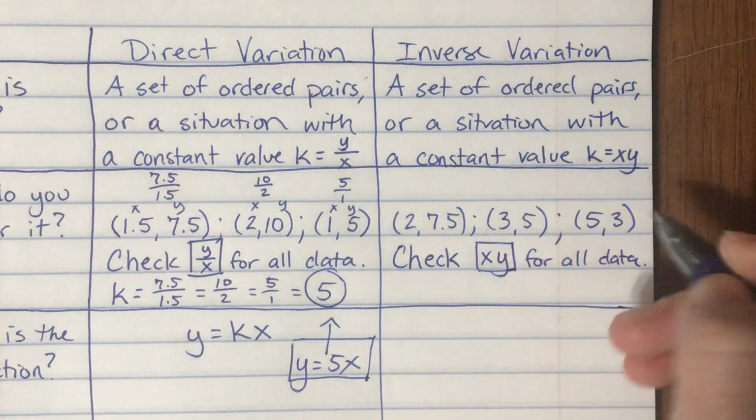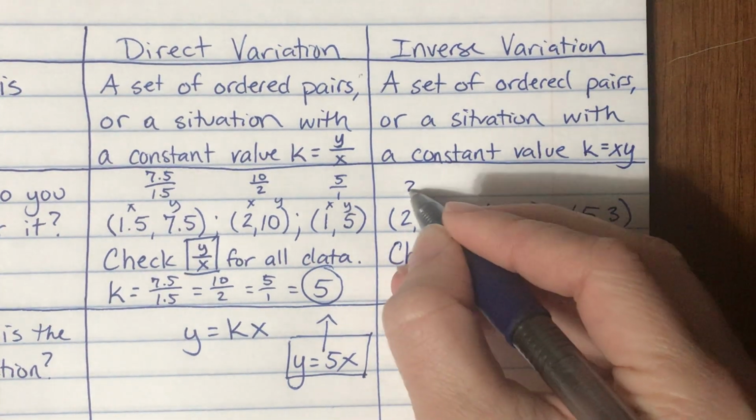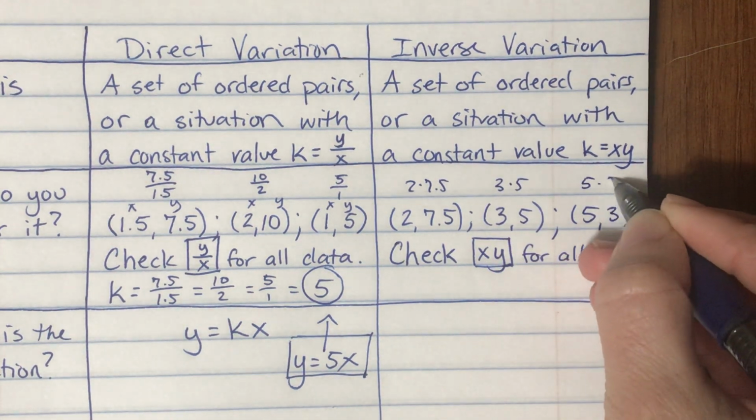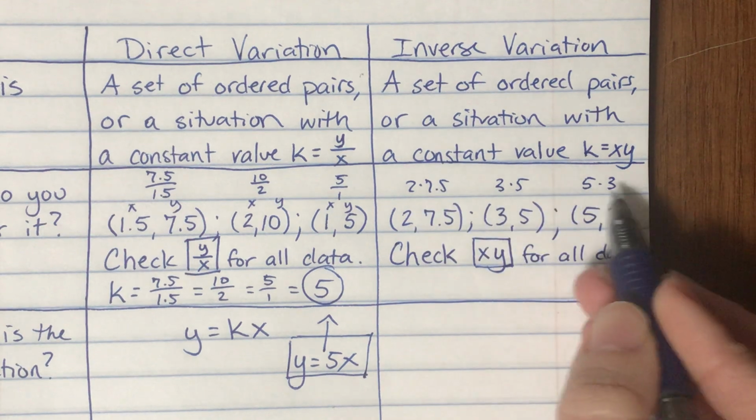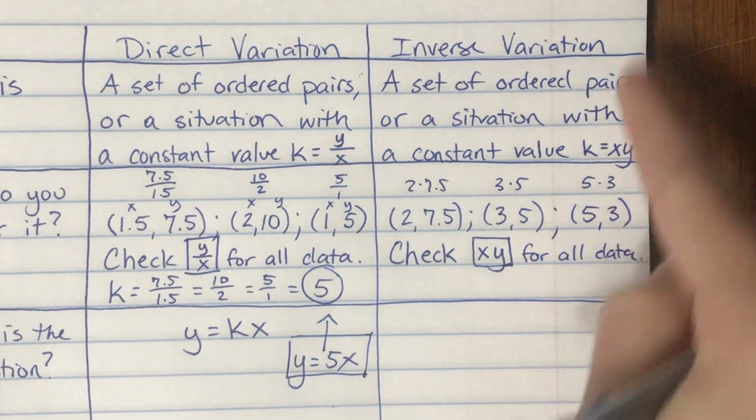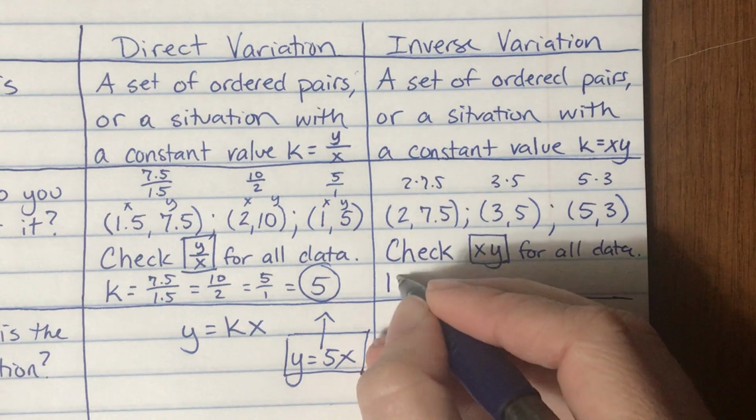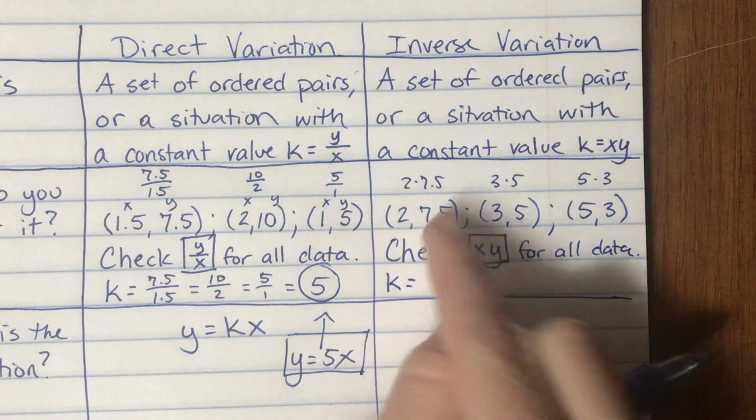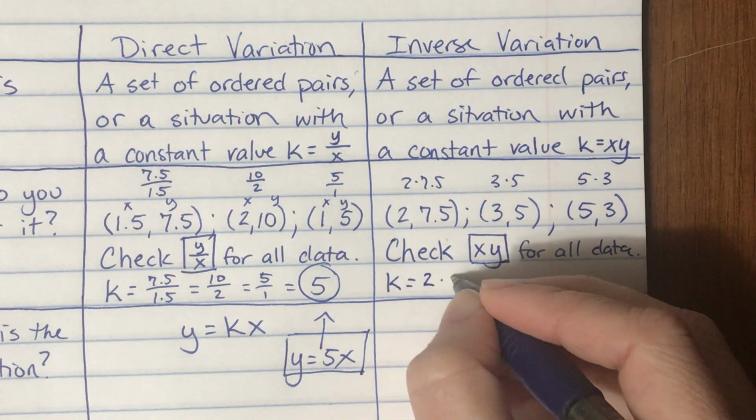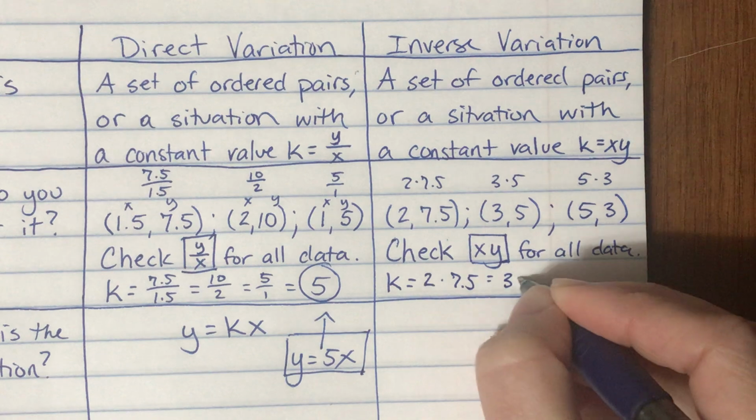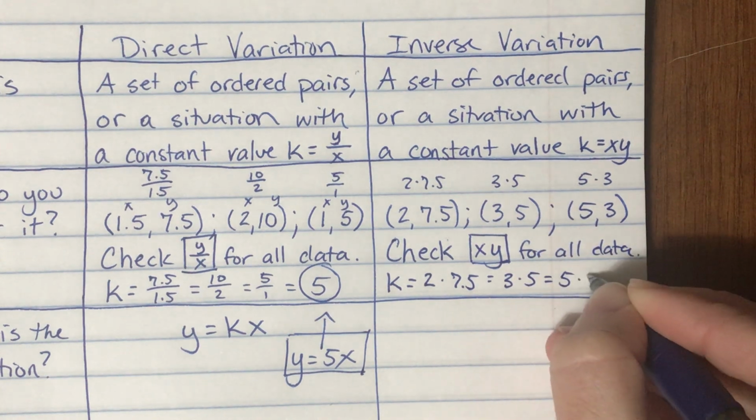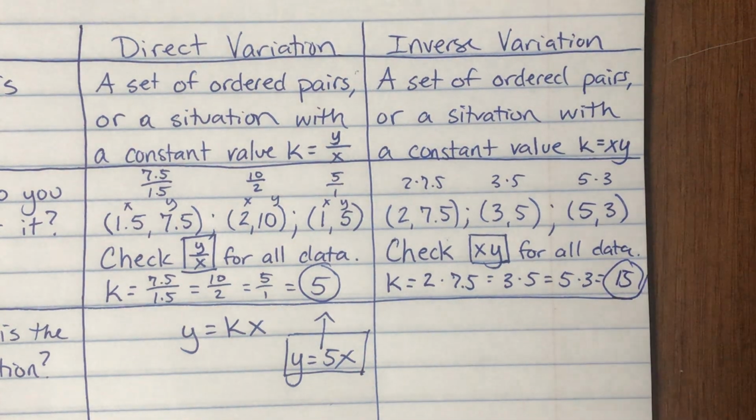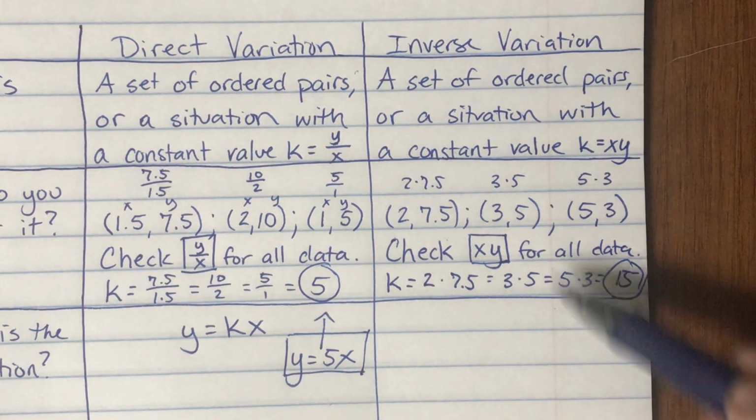All right, and so we'll do that. We're just going to take 2 times 7.5, and we're going to take 3 times 5, and we're going to take 5 times 3. And if those all come out to be the same number, then it is inverse variation. That's the pattern that happens for inverse variation. And that's our k value, that's our constant. And so if we use Desmos or a calculator, 2 times 7.5 is equal to 3 times 5, which is equal to 5 times 3, because all of those things are equal to 15. And 15 is our constant for this inverse variation.